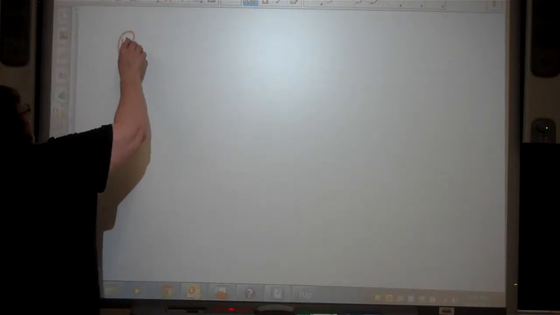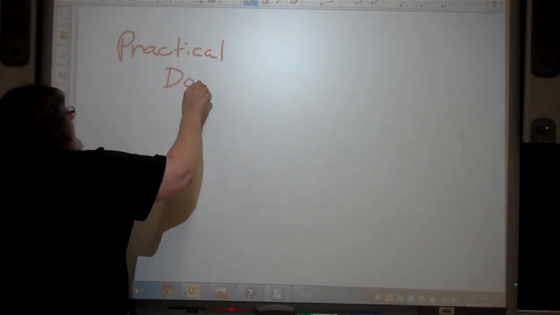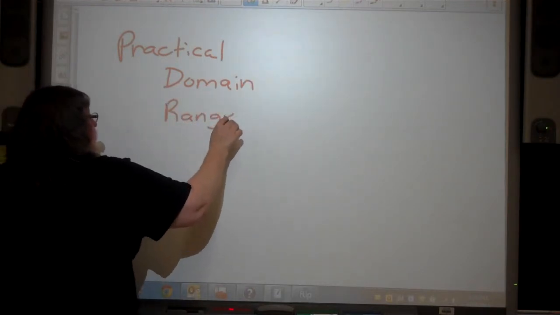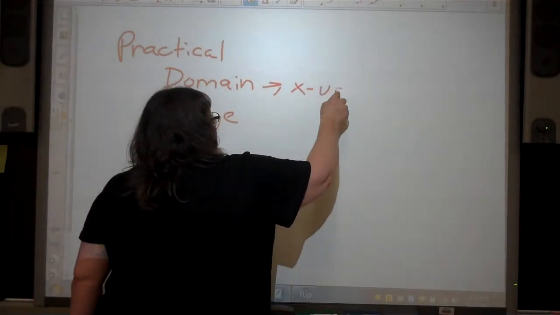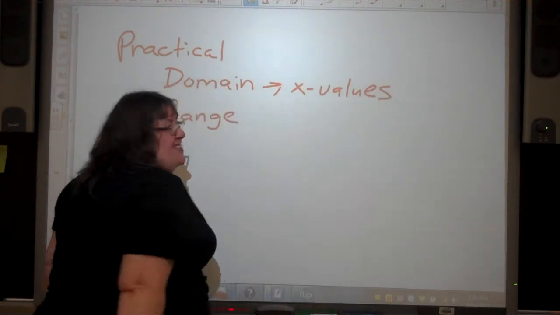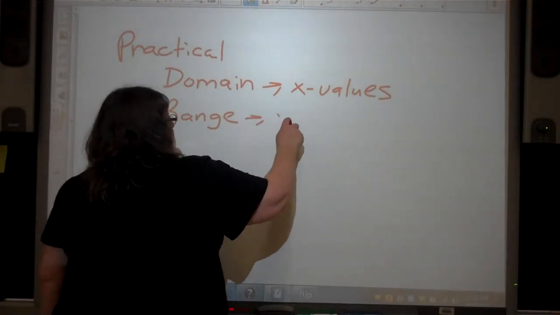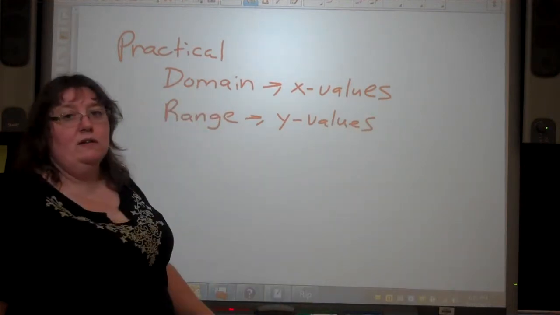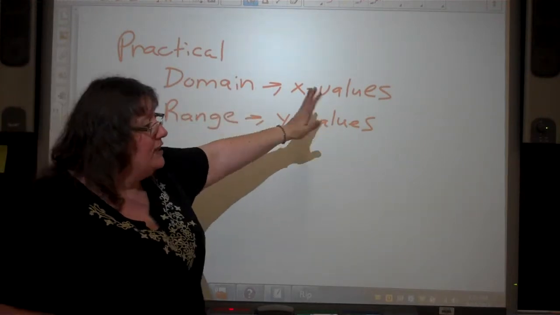Okay? Next thing. Practical domain and range. Okay? First of all, the domain is the x values. So don't let that fool you. It's just all the x values, all the x's that we have, okay? Range. If it's not the x values, it's the y values. So don't get those confused, okay? It's easy enough. Domain x, range y.